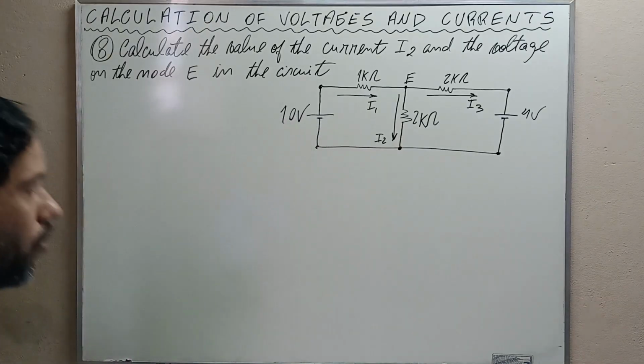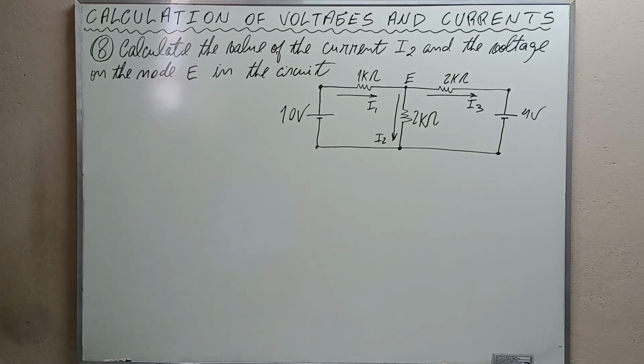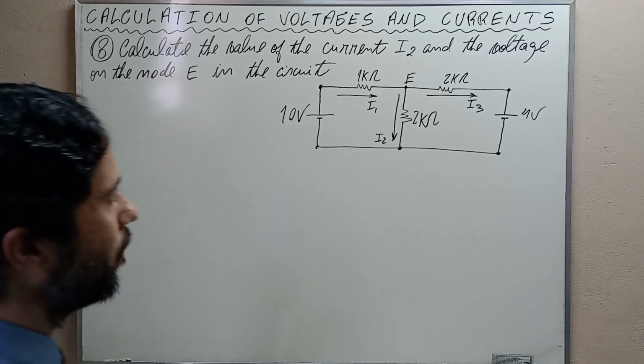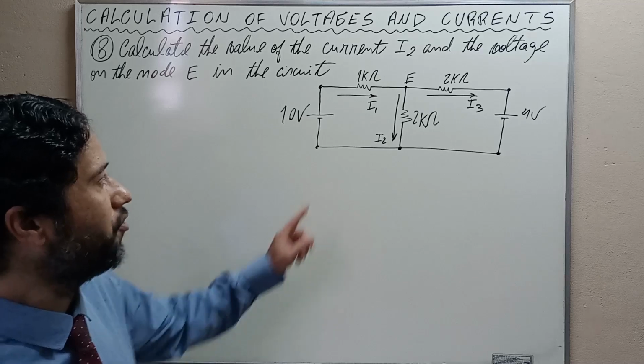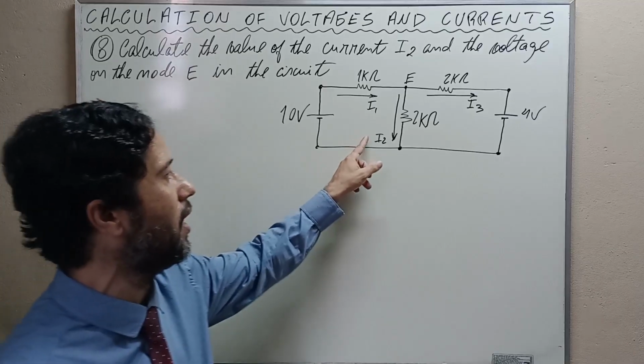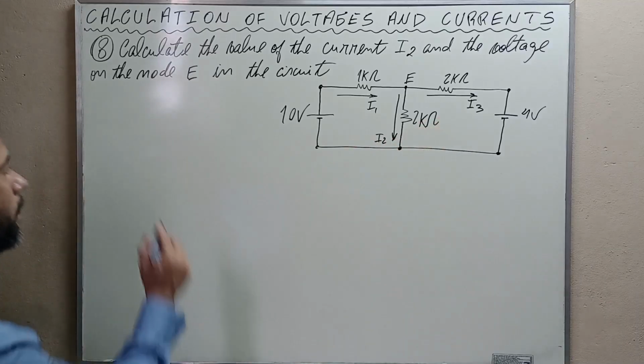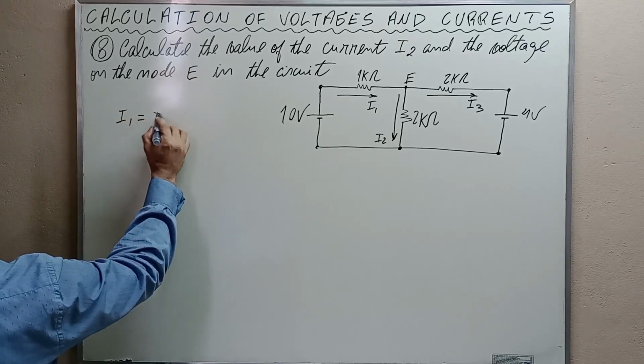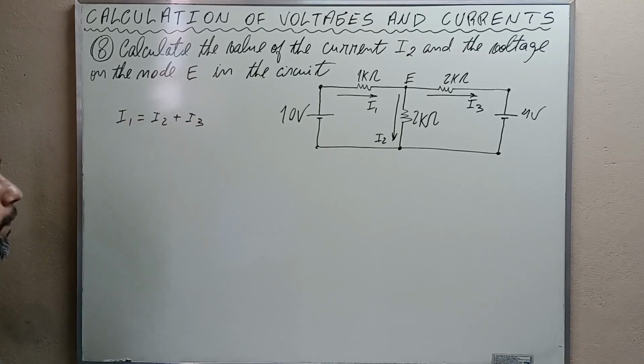Exercise number 8, calculate the value of the current I2 and the voltage on the node E in the circuit. This is the question. Let's go to the solution. Observe that we can easily find the value of E by applying KCL at the node. The sum of the currents that enter the node has to be equal to the sum of the currents that leave the node. What is the current entering the node? It is I1. And what are the currents leaving the node? They are I2 and I3. Okay, in this way, I1 is equal to I2 plus I3.